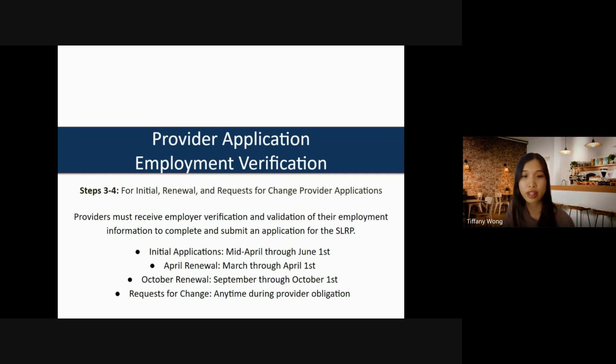There are several application cycles that you'll have to anticipate during the year. Initial applications usually start between mid-April through June 1st. April renewals start from March through April 1st, and October renewals start from September through October 1st. Any requests for change for obligated providers can start anytime during the provider obligation, so these can be submitted at any time during their contract.